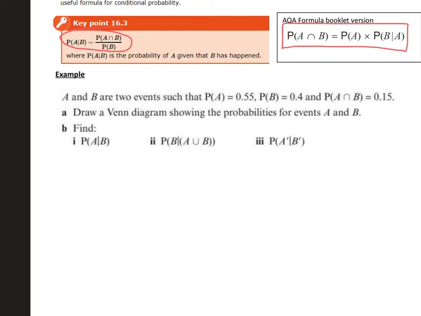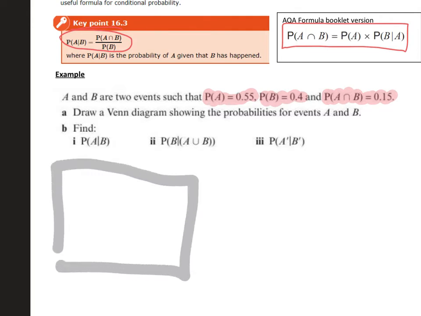Okay, so let's have a go at doing an example. So A and B are two events such that the probability of A is 0.55, probability of B is 0.4, and probability of A and B is 0.15. Draw a Venn diagram showing the probabilities for events A and B.